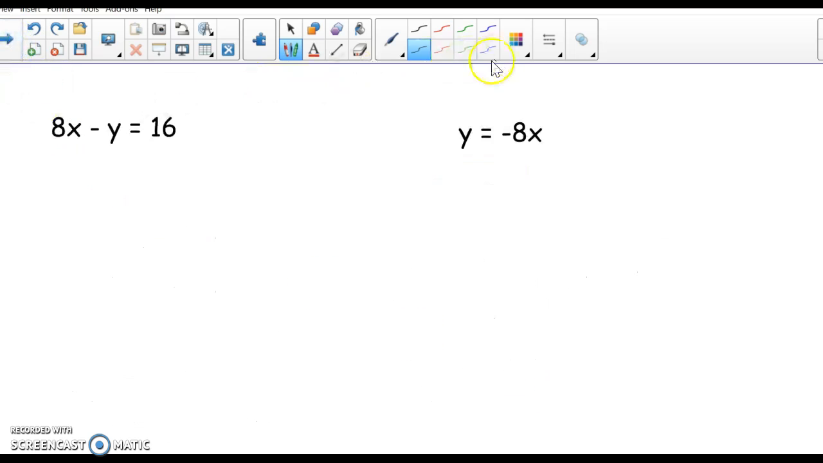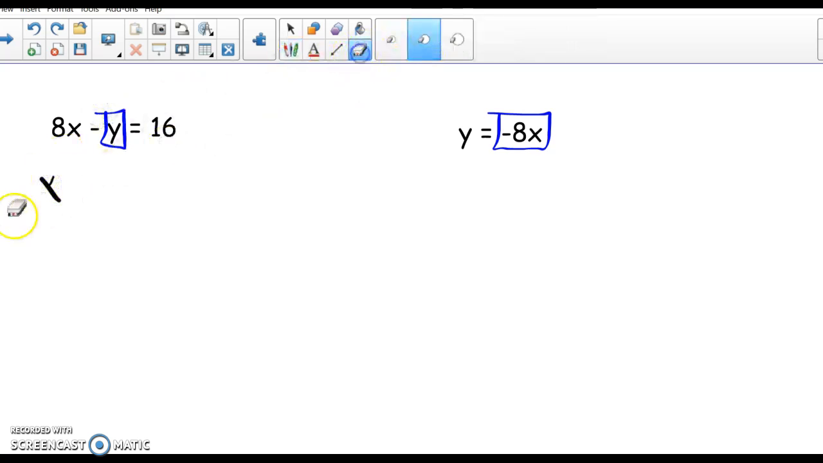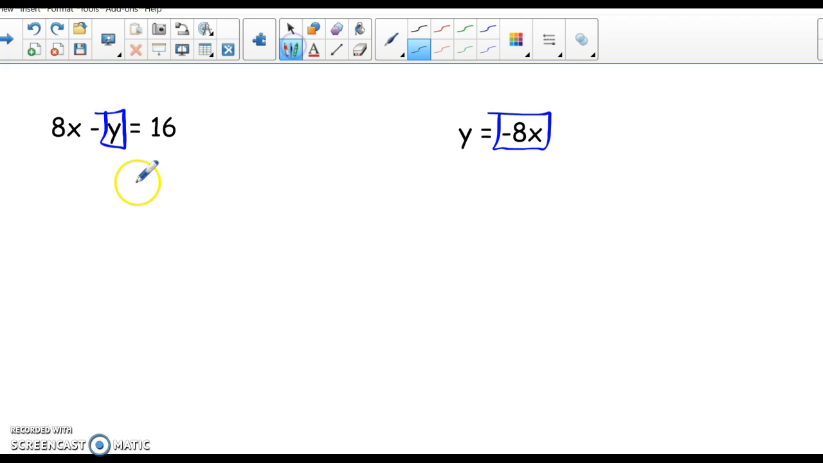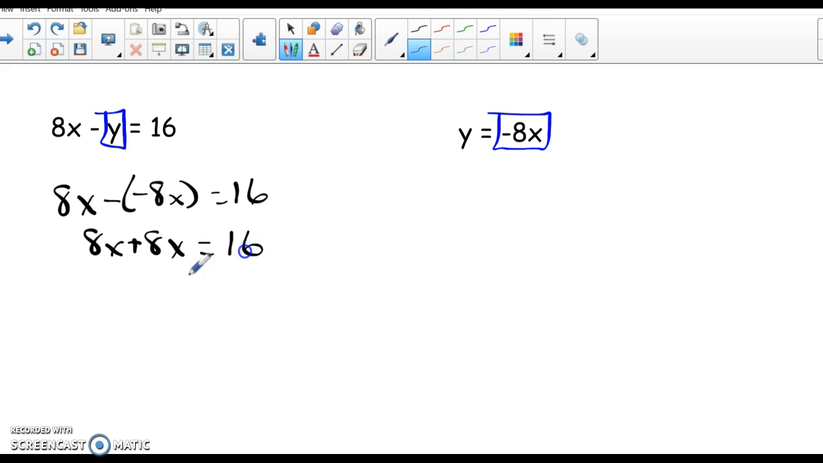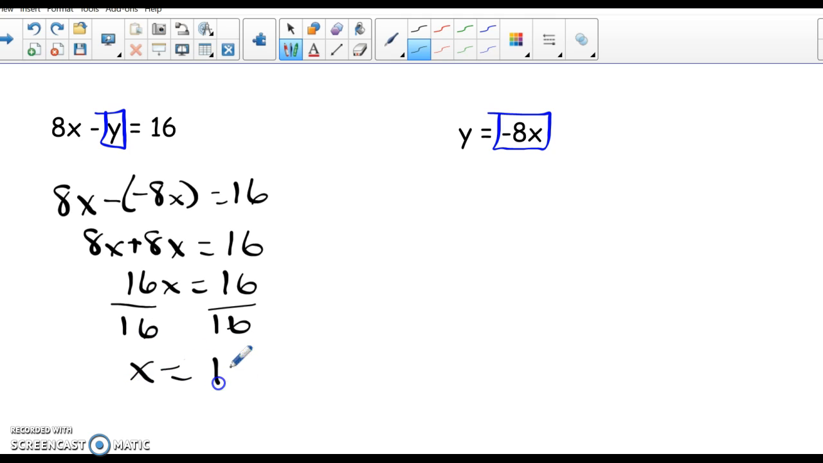Another one to use substitution. Again, already solved for y, so I plug that in everywhere I have a y. So I have 8x minus -8x equals 16. This becomes 8x plus 8x equals 16. This gives me 16x equals 16. Divide by 16, so x is equal to 1.